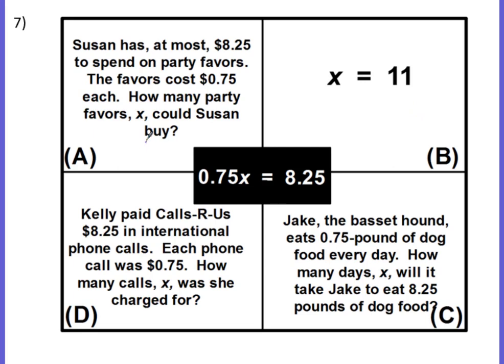The correct answer here is A. A does not represent this equation. If you read it, it says Susan has at most. This is an inequality. That's the clue word for inequality. All the other 3 can represent this equation. If you were to solve it, x would equal 11.